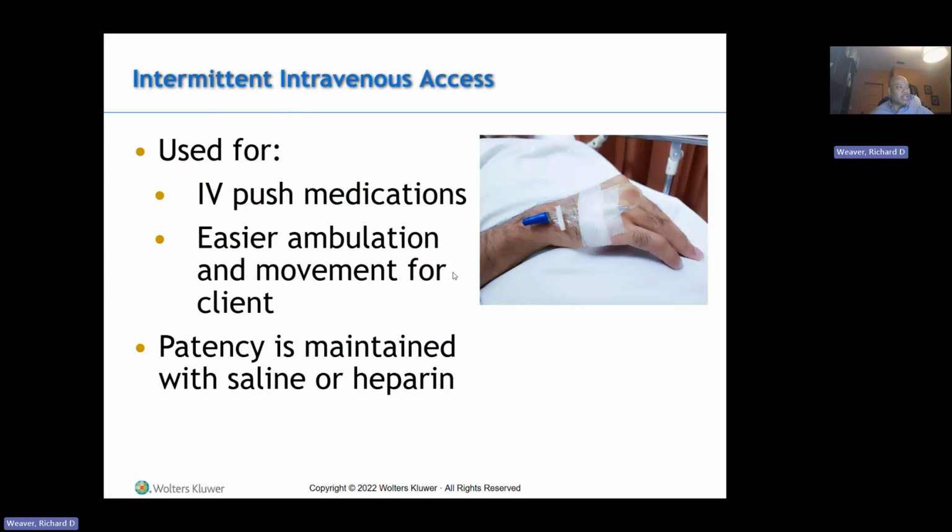With this INT, it does make it easier for the patient to ambulate and move about because they're not tied down to the bed with this IV tubing keeping them connected. So a greater ability to be mobile. Patency is maintained with saline and heparin, and I've already said that. And as I said, normal saline is what you will see even more.